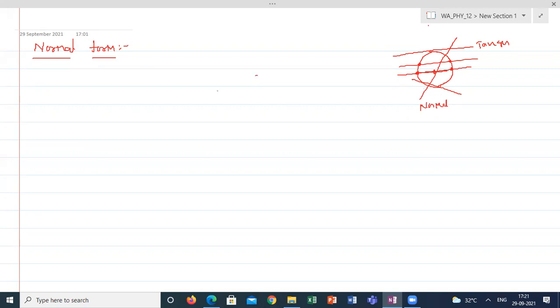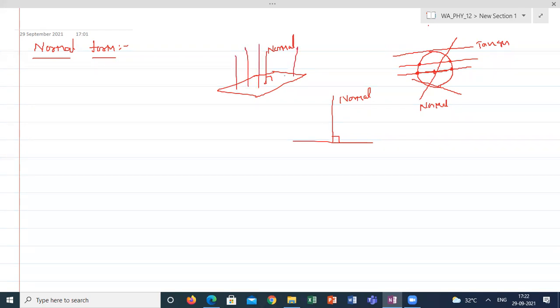Suppose I'm saying normal to an area, suppose this is an area. The line which is perpendicular to this is called normal to this area. Normal means a line perpendicular to this. In space, many normals I can draw. But when it comes to plane figures, we have some restrictions.